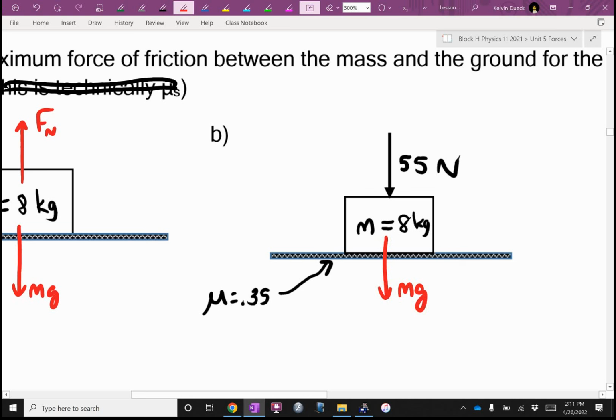Bigger, smaller, or the same size as mg? Why? You're right. Why bigger? Because now gravity is having to cancel out mg, and it's having to cancel out that 55. I'm going to exaggerate it so it catches my eye.